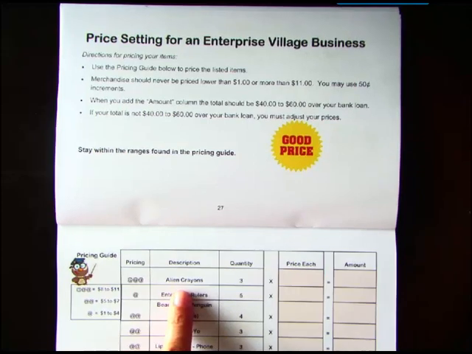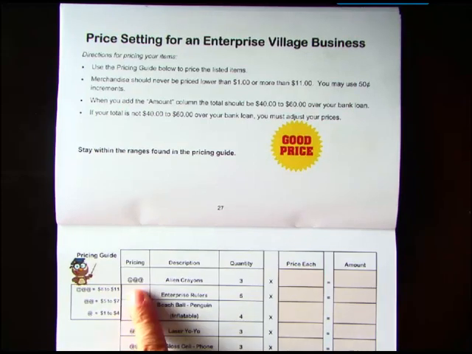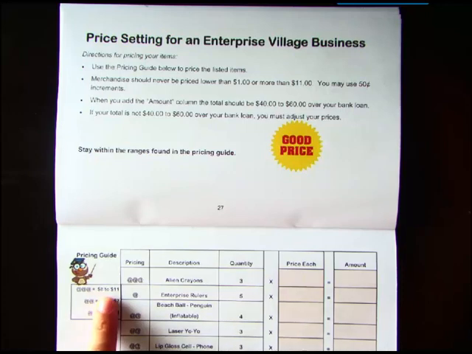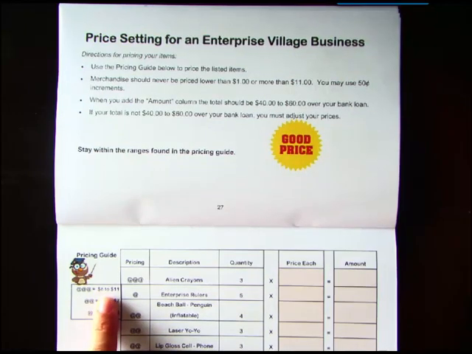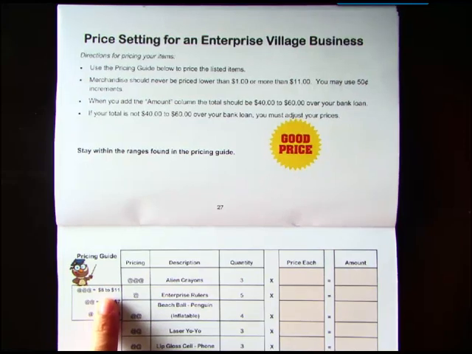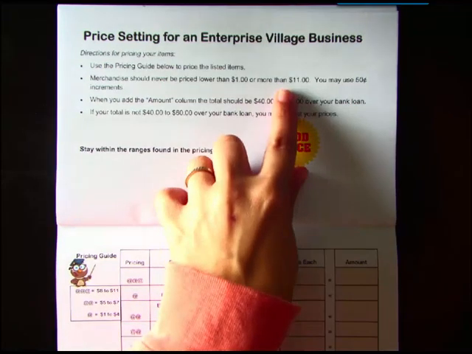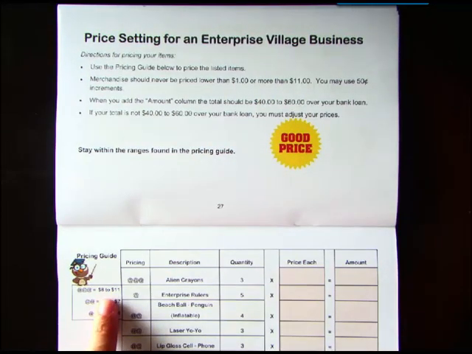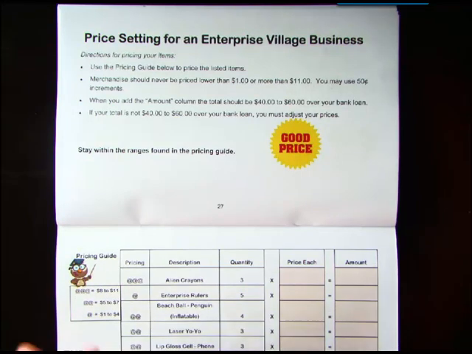So take a look down here. They have Alien Crayons. It has three at symbols. So they're saying we should price this somewhere between $8 and $11. If you decide you want to price this at $10.50, you can do that. Okay? You can't price it at $11.50, right? Because it said it shouldn't be more than $11. But it could be $8.50, $9.50, $10.50. Okay, hopefully you get the point.